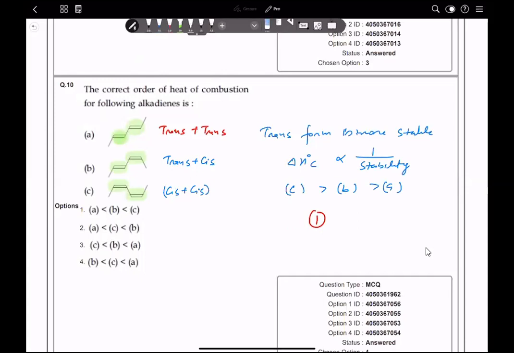So as per the given options, your answer must be 1. Is that okay? Now question number 11.